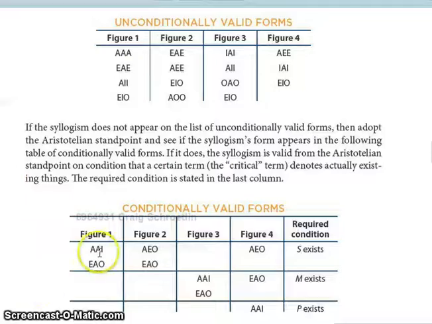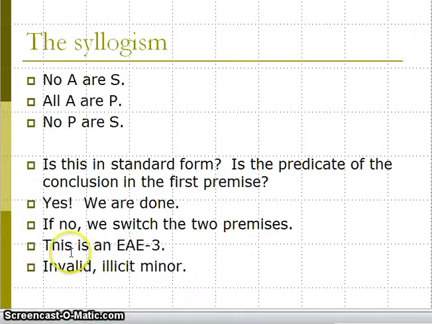So if we go back to page 262 in the textbook, I believe it is, yes, 262, we're going to look for an EAE figure 3, and we find it right here. According to this, it's unconditionally valid. So if we go back to our syllogism, we look at it and say, well, wait a minute, it's invalid, illicit minor. What do I have to do? Let's go back to section 5.3 and look at the rules in section 5.3.